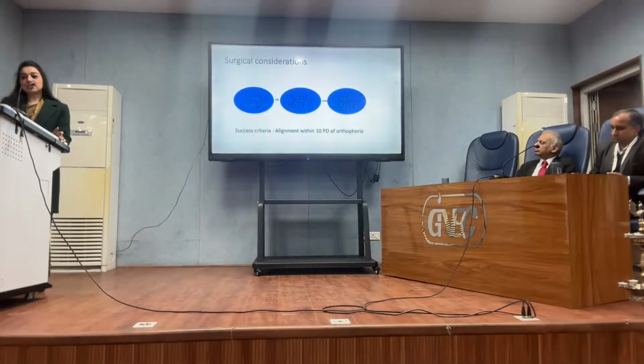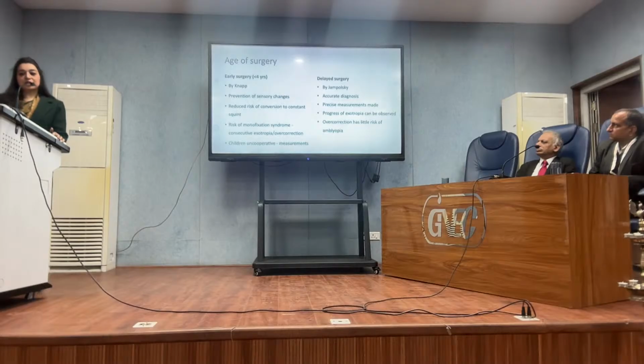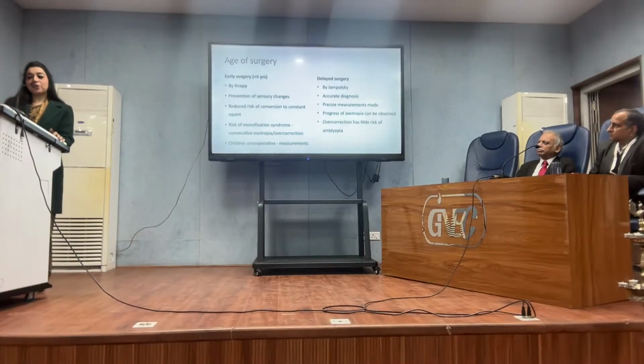Surgical considerations: timing, type, and goal of surgery. The goal of surgery is alignment within 10 PD of orthophoria. Age of surgery: early surgery, as advocated by NAP, prevents sensory changes and reduces the risk of conversion to constant squint. But there is a risk of monofixation in cases of overcorrection. So a slight esotropia in a child can cause monofixation and a dense amblyopia.